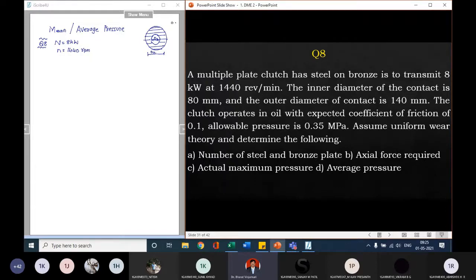What else is given? The inner diameter of the contact is 80 mm, so D1 is 80 mm, and D2 is 140 mm. The clutch operates in oil. By default, a multiple plate clutch will operate in oil with the expected coefficient of friction of 0.1. He has given the value of 0.1 as the coefficient of friction, with an allowable pressure of 0.35. So P is equal to 0.35.